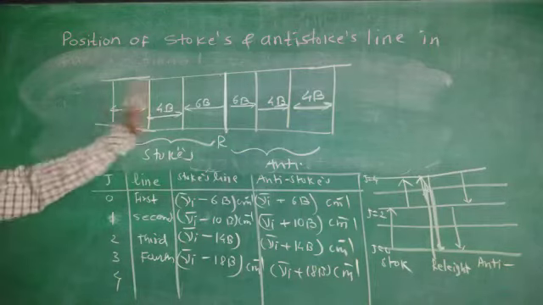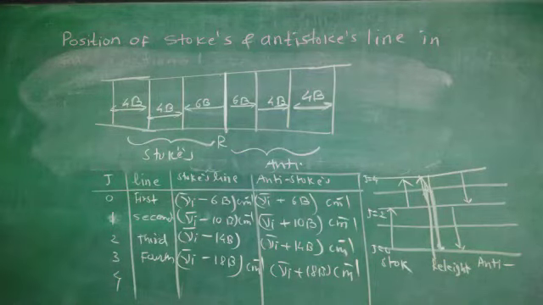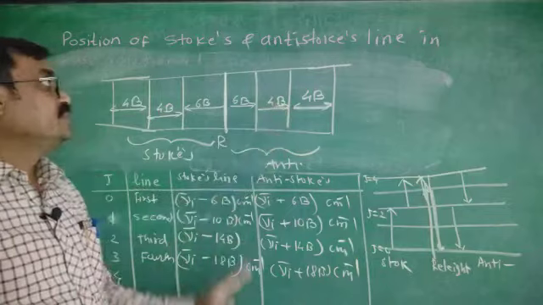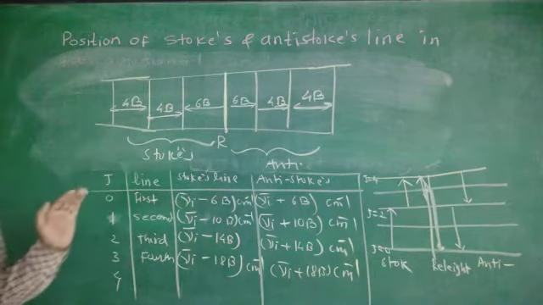Here one can say, from the above table and from this diagram, that the Stokes and anti-Stokes lines from the Rayleigh scattering are separated by 6b centimeter inverse, whereas the subsequent lines are equispaced and separated by 4b centimeter inverse. Okay, this is the position of Stokes and anti-Stokes lines.